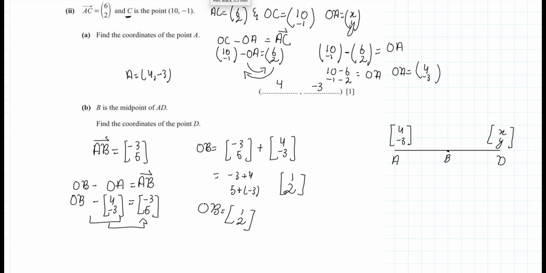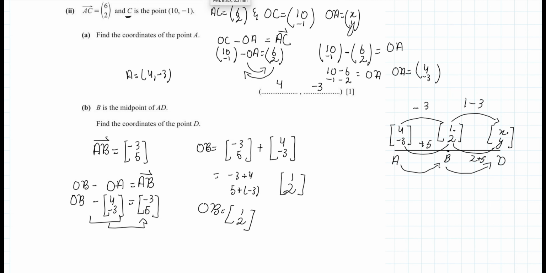Now right here (1, 2). Look, B is the midpoint, meaning the distance from A to B is the same as B to D, because B is the midpoint between A and D. So look, from 4 to 1 they are subtracting 3, and from -3 to 2 they are adding 5. Since from A to B they subtract 3, from B to D you also have to subtract 3 from 1. And again you have to add 5 to this 2, because from -3 to 2 they are adding 5. From 2 to Y you also have to add the 5.